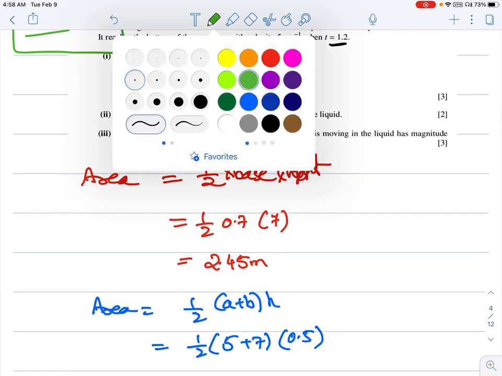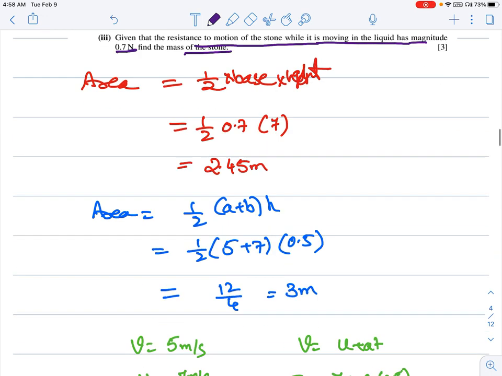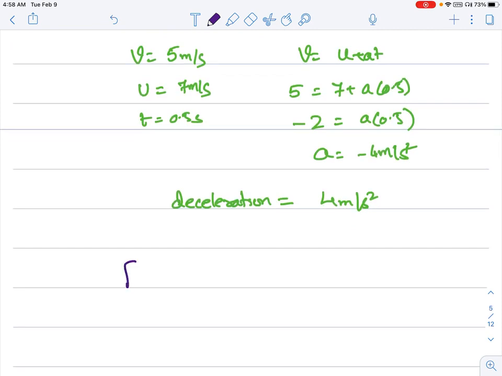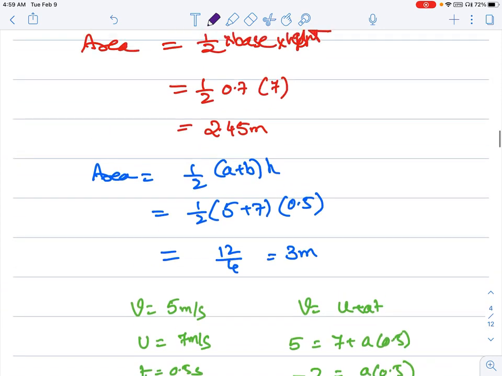Next, given that the resistance to the motion is of magnitude 0.7 newtons, find the mass of the stone. As such, we have done this in the previous sum also, very simple. Forward force minus backward force is equal to ma. So where is the forward force? It is falling because of its weight. What is its weight? Minus backward force is equal to ma.